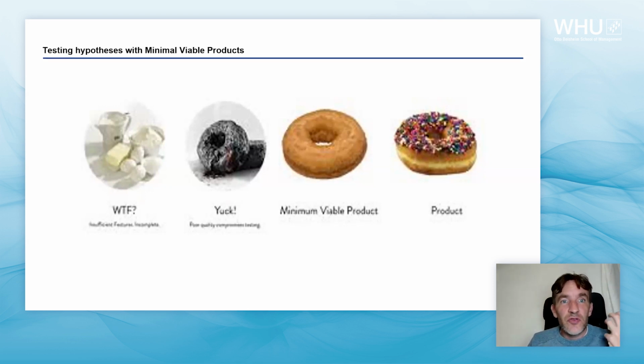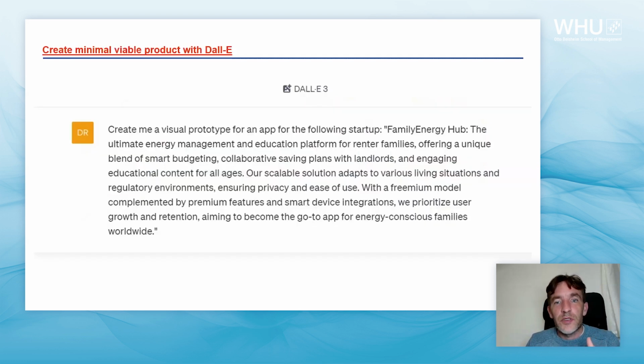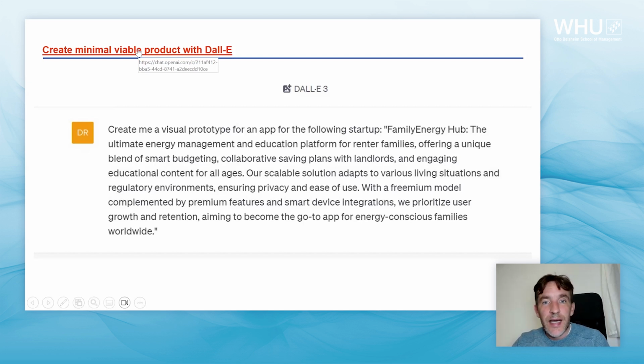Now, the good news is that today, again, with generative AI, creating minimal viable products has become very easy and straightforward. And a first quite straightforward tool is DALL-E and ChatGPT. And of course, you also have Midjourney and all other kinds of image generating tools that can already be helpful to help you in creating at least a digital version of your product.